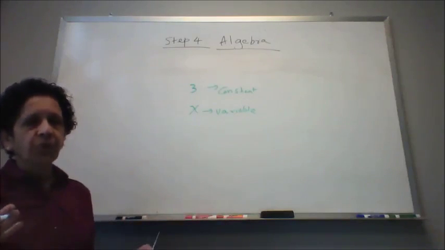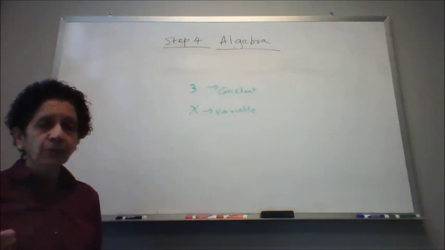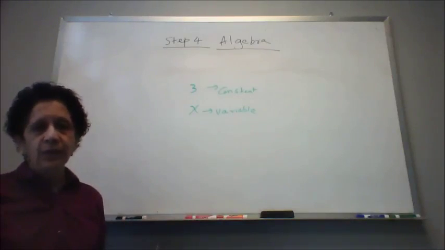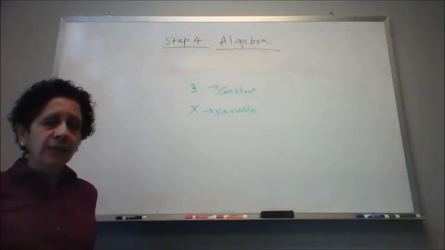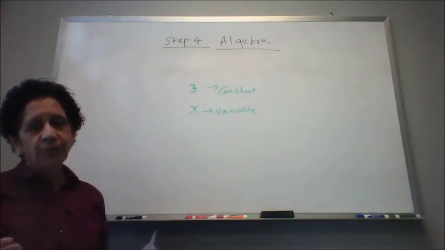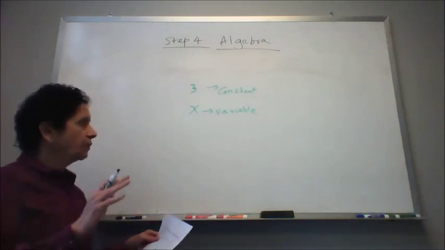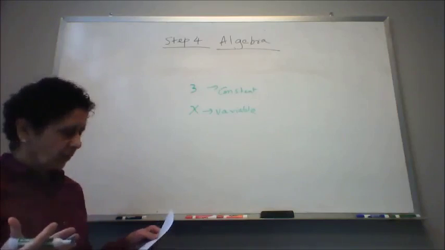So x, for example, it could be the basket of apples. I don't know how many apples are there in the basket, so I just call it x. I've got x apples in the basket, okay? X could be 4, it could be 5, it could be 6, it could be any number, right? So x is called a variable, so the letters are variables.